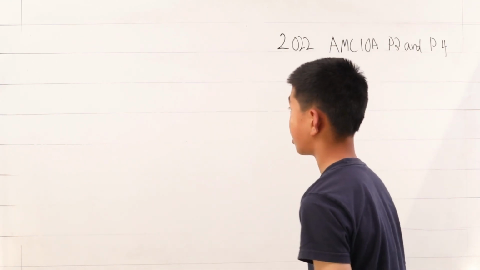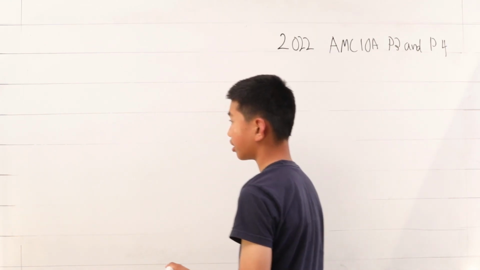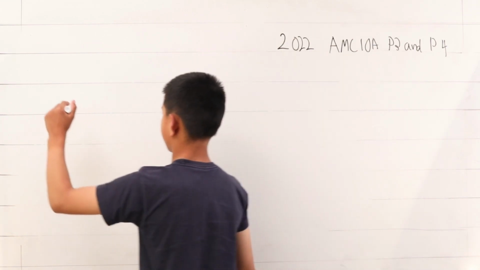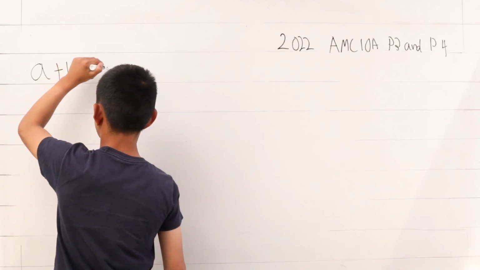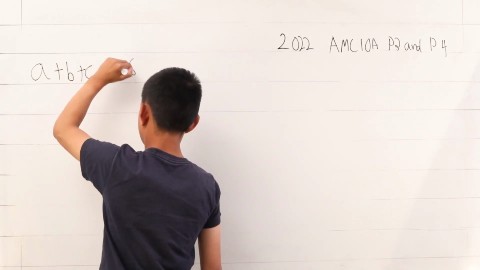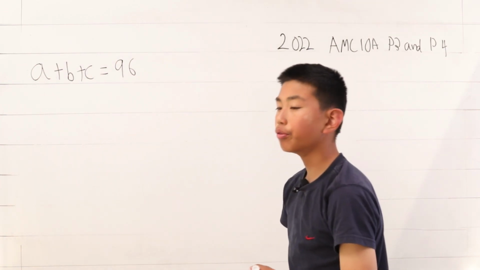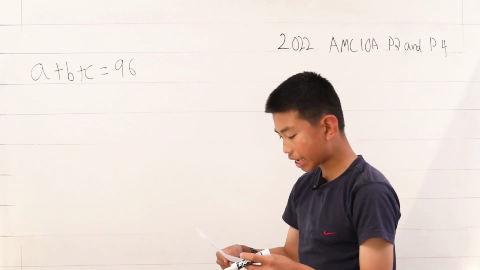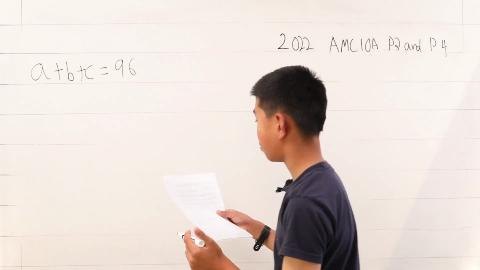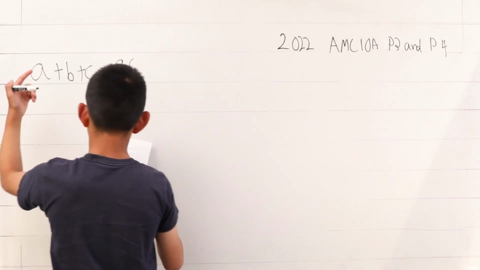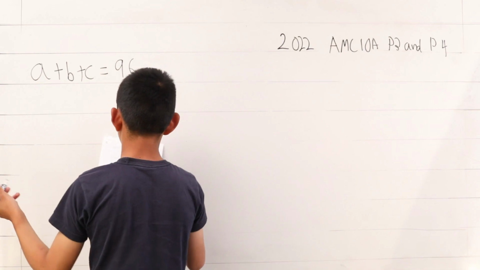Basically, what it's saying is that we have three numbers that add up to 96. A plus B plus C is 96. We let them be A, B, C because we don't know what they are. We are given that the first number is 6 times the third number. That means that this first number, A, is 6 times the third number.